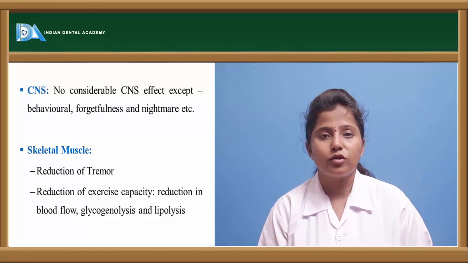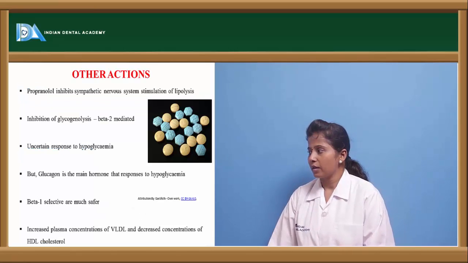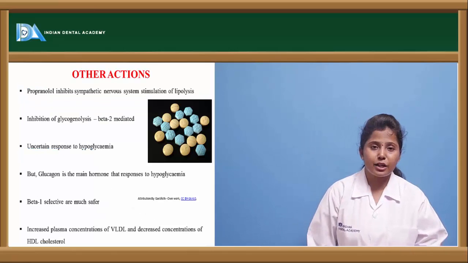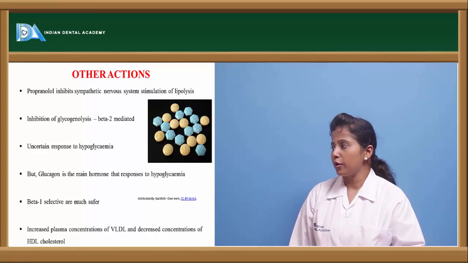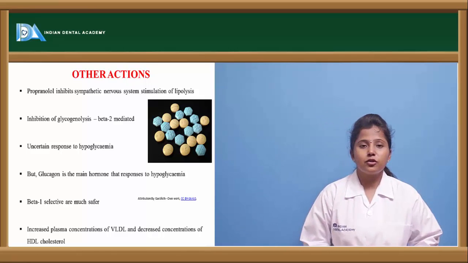So what is this glycogenolysis? A breakdown of glycogen to glucose. And what are the other actions? So what are the other actions of this propranolol? Propranolol inhibits the sympathetic nervous system and its stimulation of lipolysis.